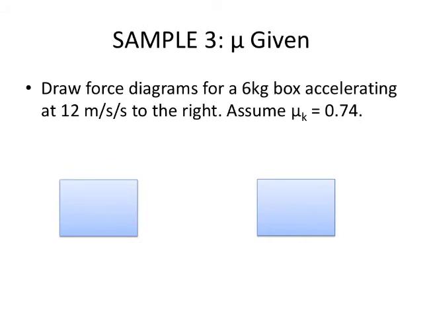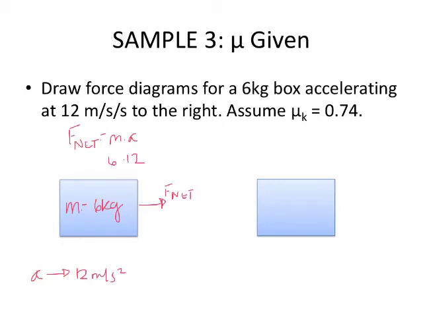So, sample 3, same idea, except now instead of straight giving me friction, I have to figure out the friction using mu. So, start out the same way. 6 kilograms. We know we're accelerating, so the F net goes to the right. Once again, to find F net, we use mass times acceleration, and let me draw my acceleration vector in here. So this is going to be 6 times 12, or 72 newtons. Looks the exact same. Okay?